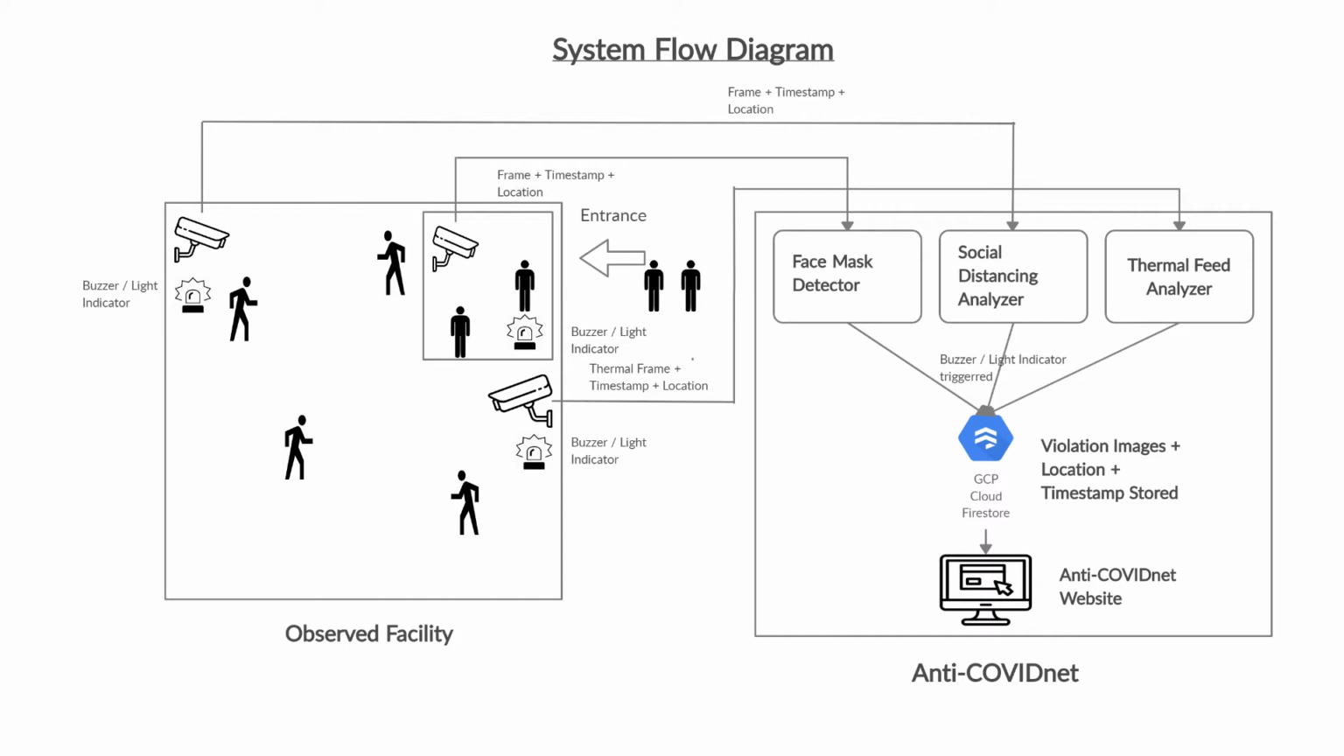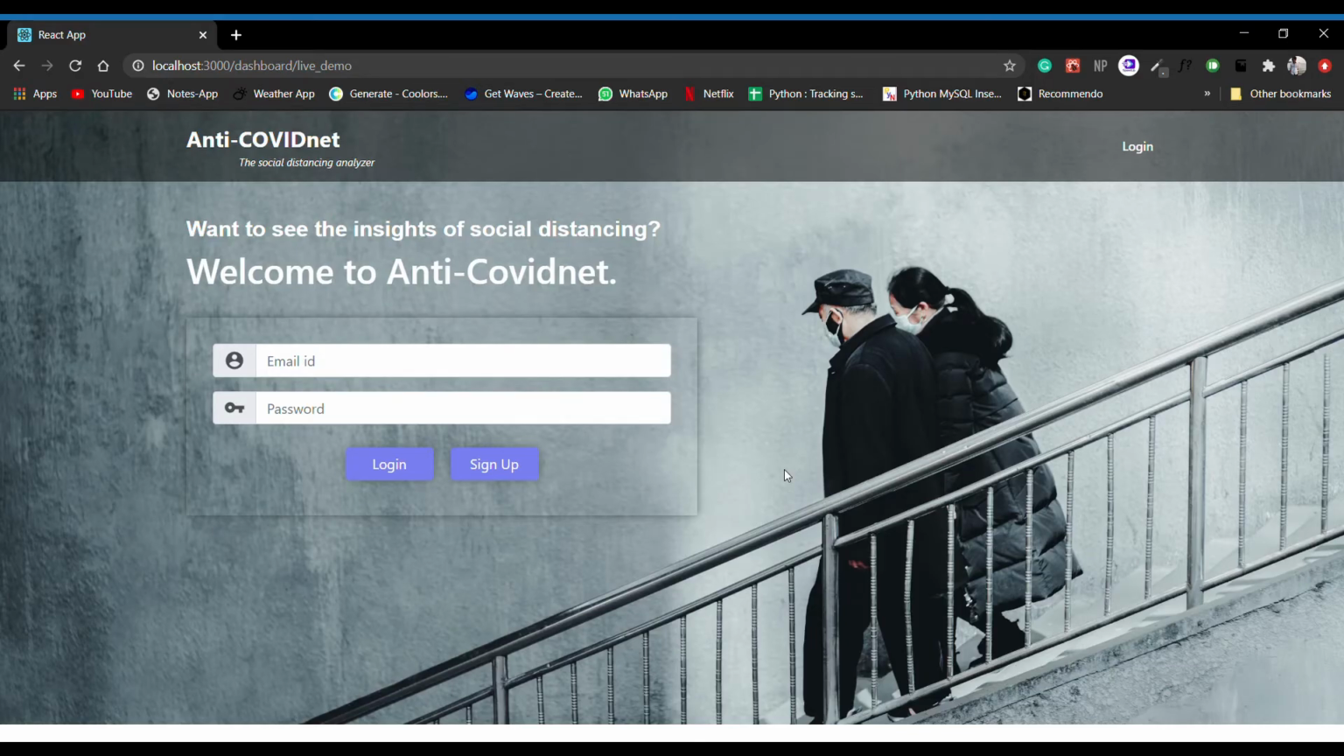and then send the violation images along with the timestamp and the violation rate to the cloud, which can later be accessed on the AntiCovidNet website. This website can send alerts to the concerned authorities, and it can alert them for violations above a particular percentage.